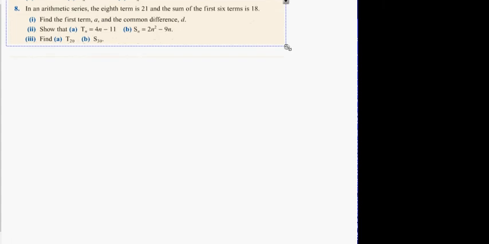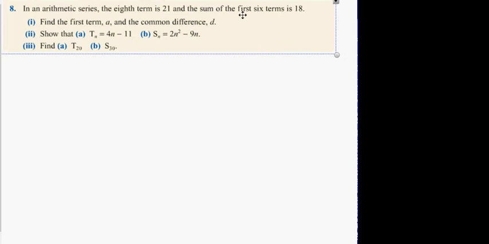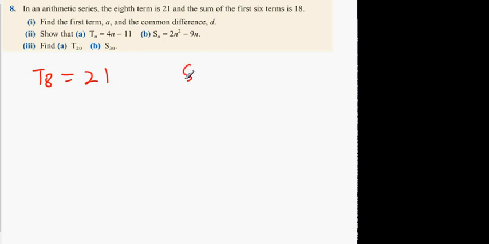Now, question 8. In an arithmetic series, the 8th term is 21 and the sum of the first 6 terms is 18. So what this means is that T8 is 21 and S6 equals 18. Find the first term a and the common difference d. Well, let's use T8 is a plus 7d. a plus 7d equals 21.